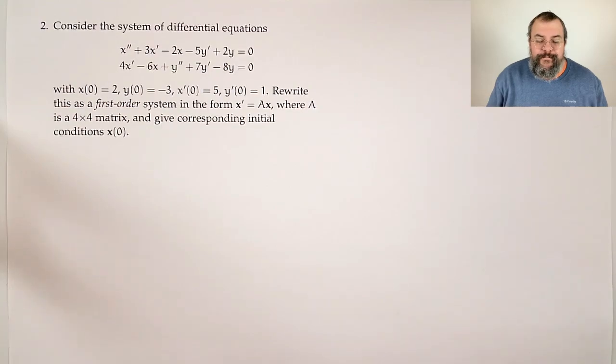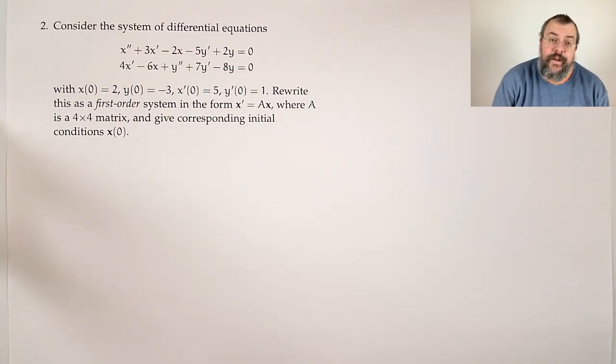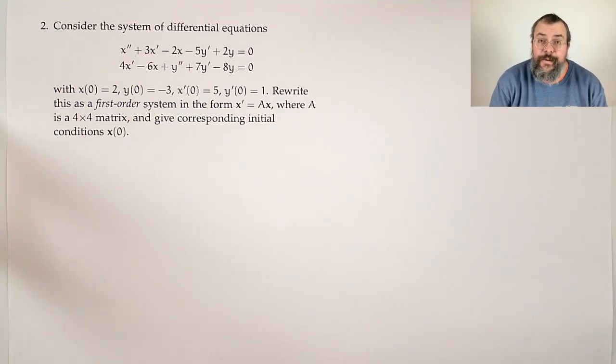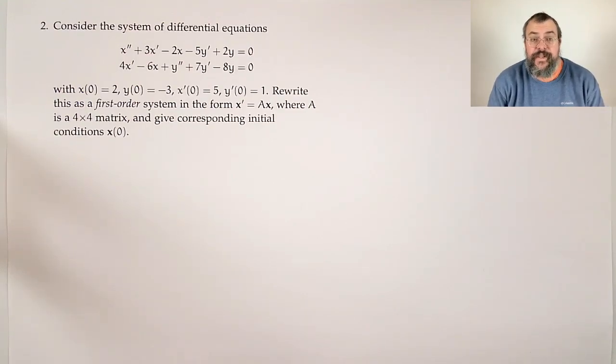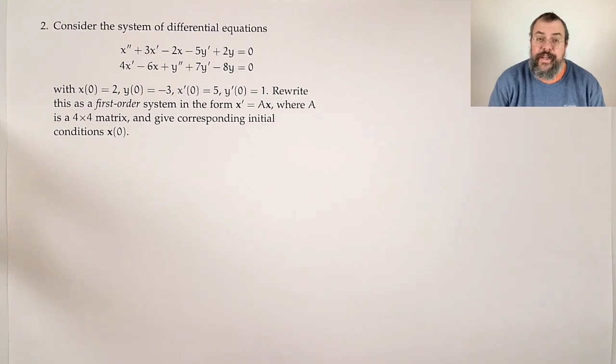All right. So, number 2. Consider the system of differential equations. We have x double prime plus 3x prime minus 2x minus 5y prime plus 2y equals 0, and 4x prime minus 6x plus y double prime plus 7y prime minus 8y equals 0. And there are some initial conditions. x of 0 equals 2, y of 0 equals negative 3, x prime of 0 equals 5, y prime of 0 equals 1. Now, rewrite this as a first-order system in the form x prime equals Ax, where A is a 4x4 matrix, and give corresponding initial conditions x of 0.